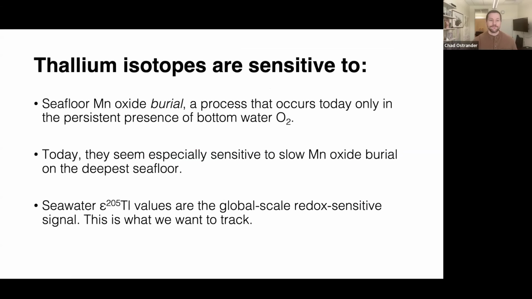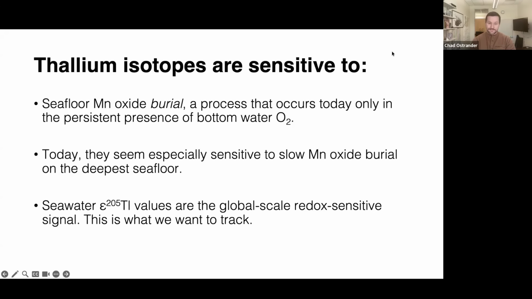So in terms of, again, paleoredox proxies must be able to do two things very well. One is have unique redox sensitivity. Seafloor manganese oxide burial is what thallium isotopes seem to be uniquely sensitive to, based on data from all the modern sites to this point. They seem especially sensitive to slow manganese oxide burial on the deepest seafloor.